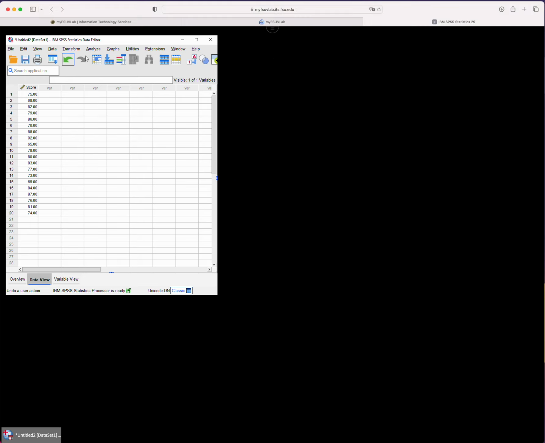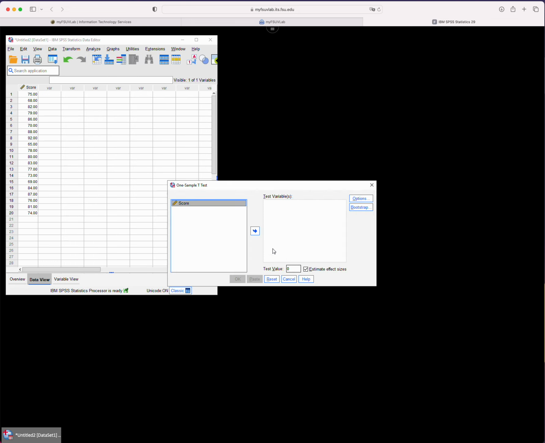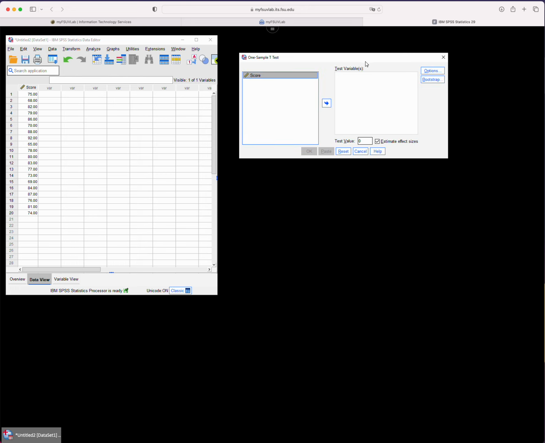So in SPSS, we have our one score variable here. We're going to go to Analyze, Compare Means and Proportions, and One-Sample T Test. And you'll get this dialog box. I'll move this up here so it's a little easier to see. Then we're going to move our score variable over into the right frame here. And then down below we have our test value, and right now it says 0.